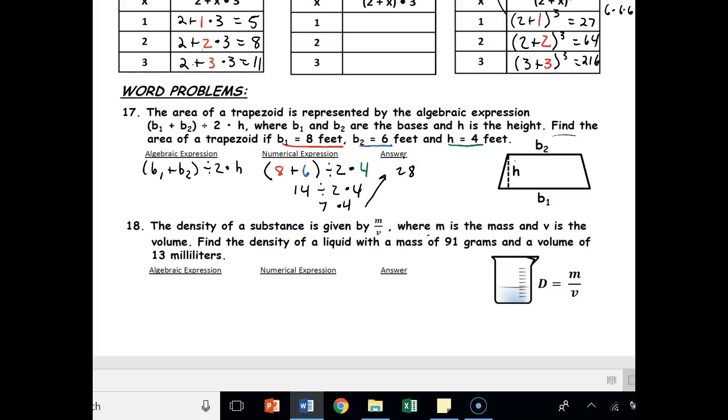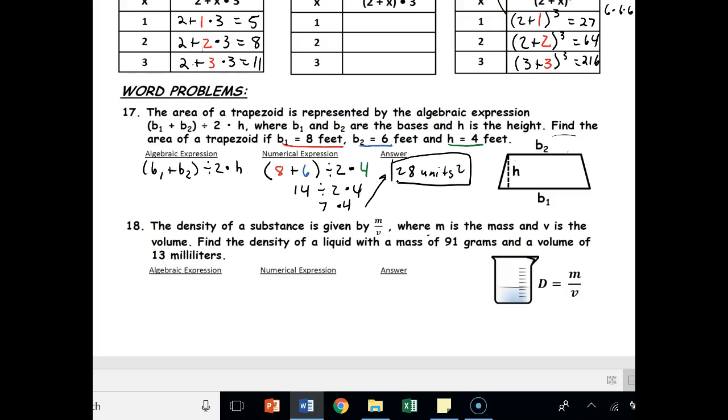And usually we say units squared or inches squared or meters squared, but they don't give us any units here, so we'll say units squared, because area is all about how many little squares can I fit inside of a shape. So there's our answer, 28 units squared.